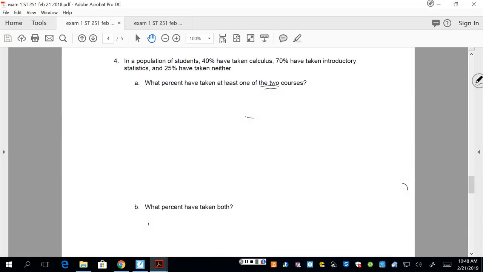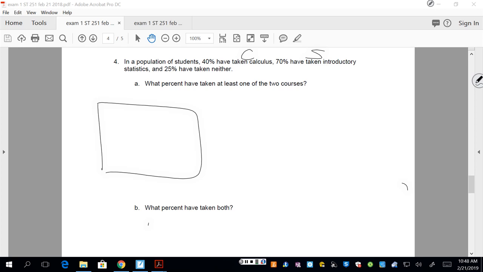So here's one, it's kind of a Venn diagram. 40% have taken calculus, 70% have taken intro statistics, and 20% have taken neither one. 4% have taken at least one of these 2 courses. So at least one, so if there's calculus, it's a C, and statistics is an S. Right. There's division here, calculus or statistics, and some people have taken neither. Neither is outside of here. It's outside of those 2 boxes.